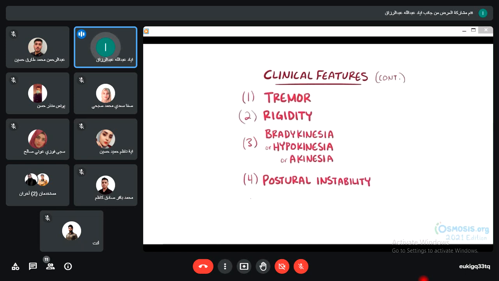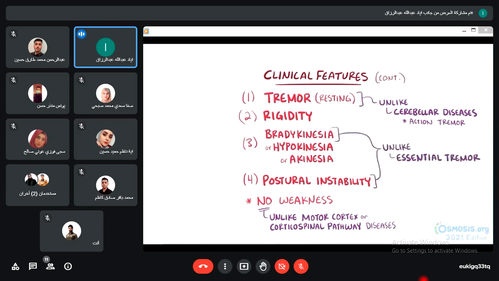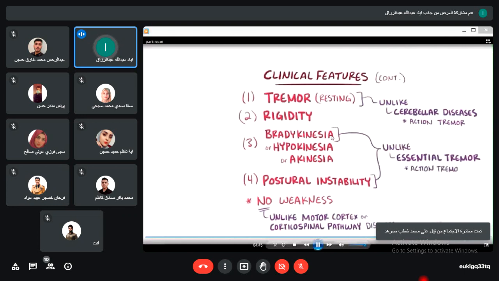Despite these multiple effects on movement, Parkinson's disease does not produce weakness. This helps differentiate it from diseases that affect the motor cortex or corticospinal pathway. In addition, the resting tremor of Parkinson's disease helps to differentiate it from cerebellar diseases, which might result in an action or intention tremor, which is essentially the opposite of a resting tremor, where the tremor actually gets worse with movement. Also, both bradykinesia and postural instability help differentiate Parkinson's from essential tremor, of which an action tremor is also a hallmark feature.